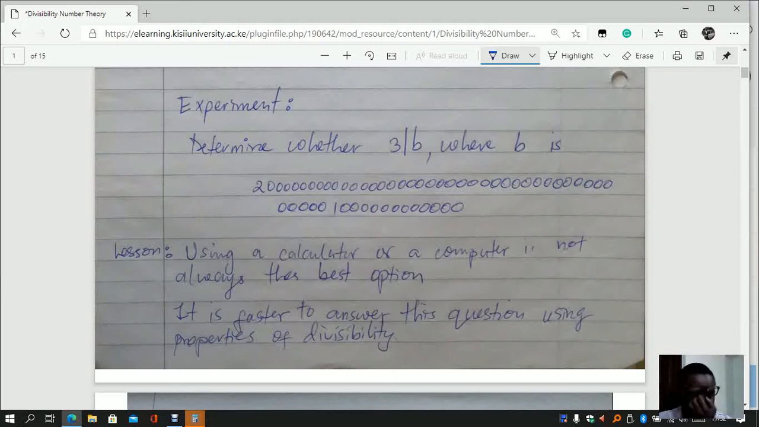And in this case, number theory would help us solve some of these puzzles. Using a computer may not be a very good option here, and it is faster to use divisibility properties. You can say this is some billions and billions or quintillions, I don't know. But then how would you know that it's divisible by 3?